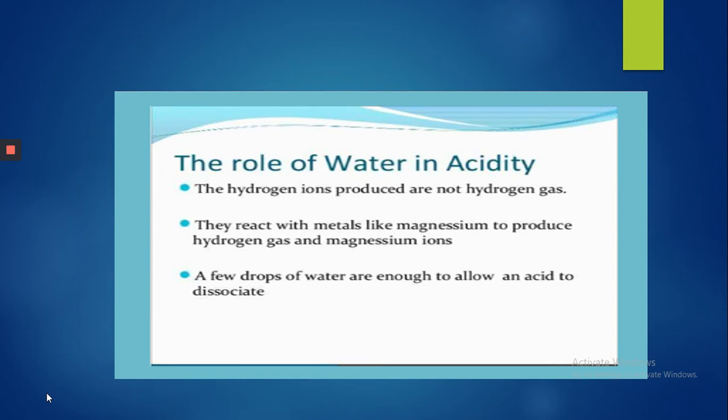What is the role of water in acidity? The hydrogen ions produced are not hydrogen gas. They react with a metal like magnesium to produce hydrogen gas and magnesium ions. A few drops of water are enough to allow an acid to dissociate. So, if we want to dissociate an acid into its ions, we have to dissolve the acid in water.